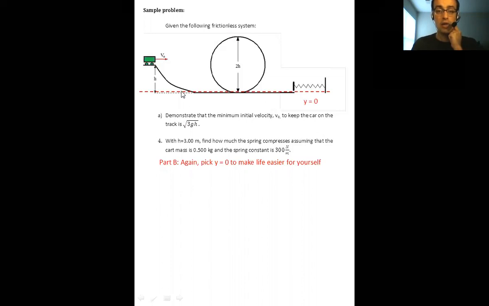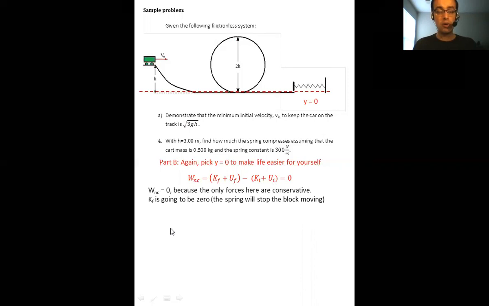Okay? So the easiest thing to do is y equals 0 at the bottom of this loop, the bottom of everything. It's the point at which this cart will contact the spring. We once again can say that the work done by a non-conservative force is equal to Kf plus Uf minus Ki plus Ui equals 0. Again, there are no non-conservative forces at work here.